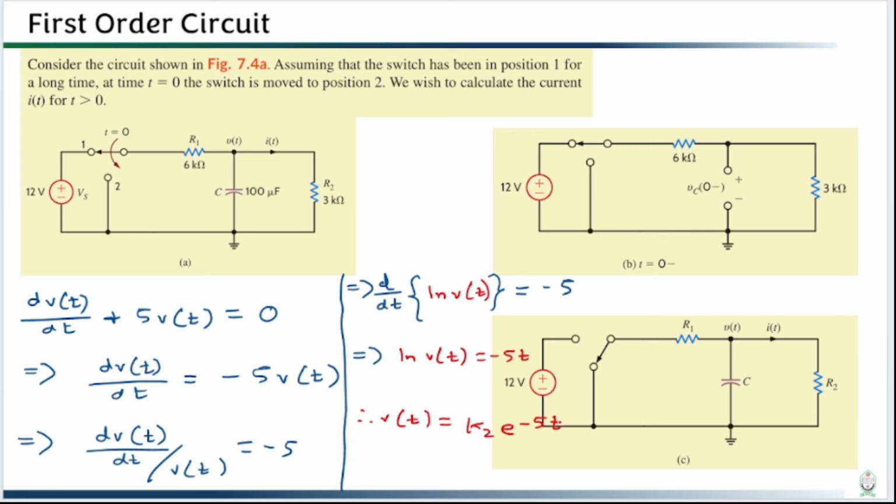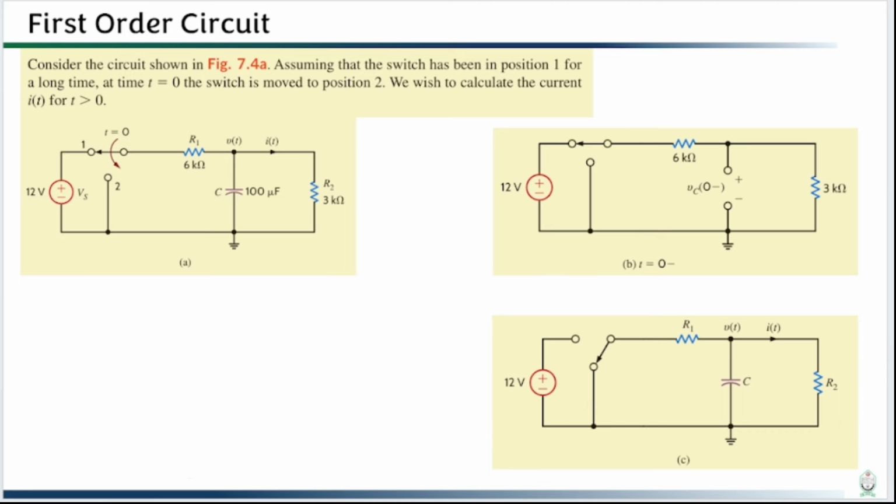So now we have the solution with us, k2 e to the power minus 5t. Using the initial condition, we can find the value of k2. For this circuit, the solution is v(t) equals k2 e to the power minus 5t. From the initial condition, we know that at v(0), the capacitor voltage will be 4 volts. Applying this, v(0) gives us k2 e to the power 0, which is 1. So from here, we can say that the value of k2 is 4.